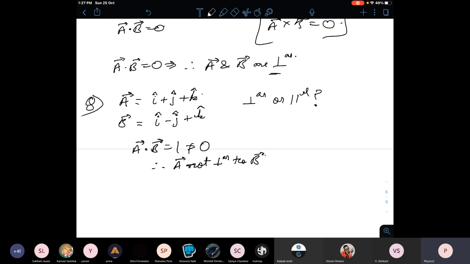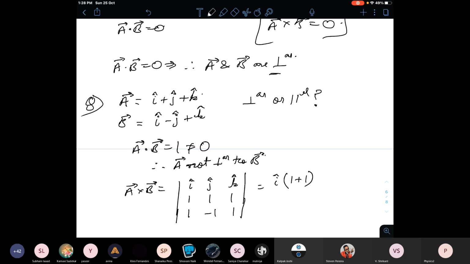Now I will go to a cross b. If I go to a cross b, I will have to use the determinant method because it is in i cap, j cap, and k cap form. So a is 1, 1, 1. B is 1, minus 1, 1. If you solve this, you will have 1 plus 1. So this is also not coming out to be 0.